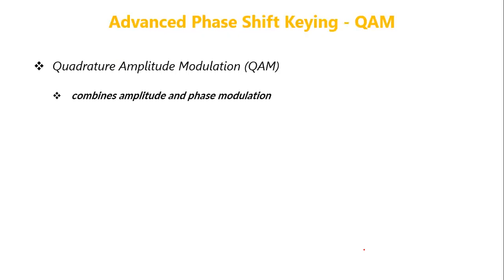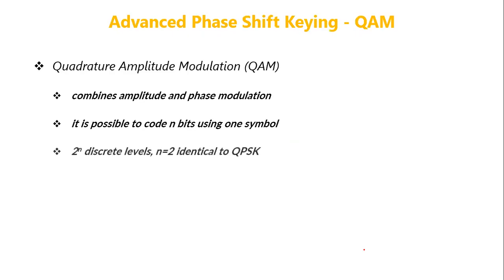Next, let us discuss another advanced phase shift keying called QAM, quadrature amplitude modulation, which combines both amplitude and phase modulation. Using this you can code n bits as one symbol. It is possible to code n bits using one symbol. So let us discuss how 4 bits can be coded as one symbol.